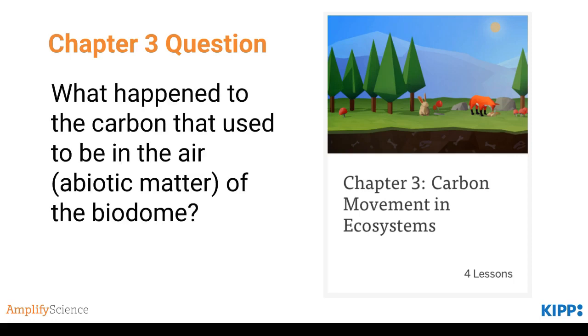All right, Chapter 3, students will be answering the question, what happened to the carbon that used to be in the air, which was abiotic matter of the biodome? At this point, students have determined that there was a decrease in decomposers, and that is the reason why there was a decrease in the carbon dioxide.